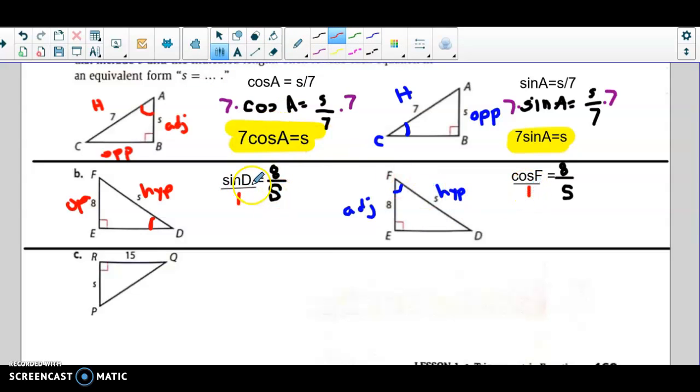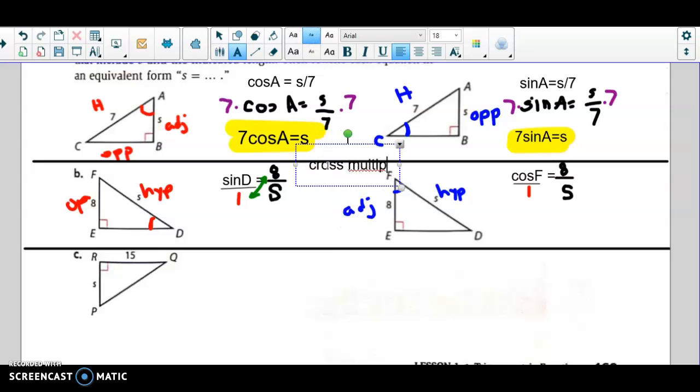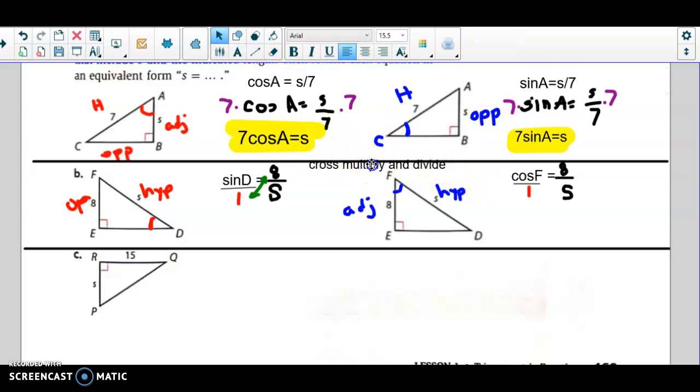And then I'm going to use cross multiply and divide to solve this. So I'm going to multiply 1 and 8 and divide to get S. Let me type out what I'm doing so you guys can see it. I'm going to call this cross multiply and divide. And you can only use this when you have one fraction equal to another fraction. Don't be trying to use this when you have some extra stuff going on, okay? So cross multiply and divide.